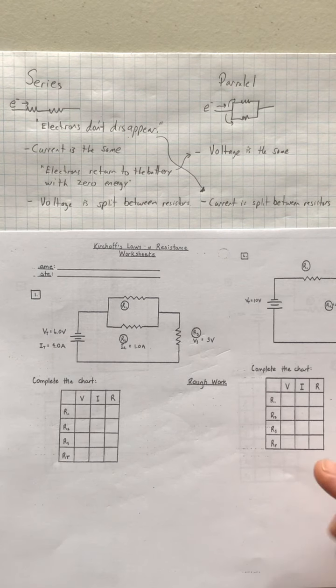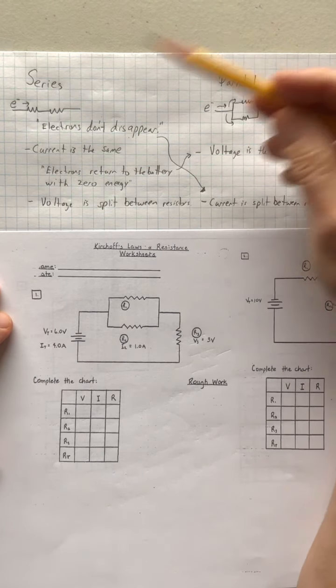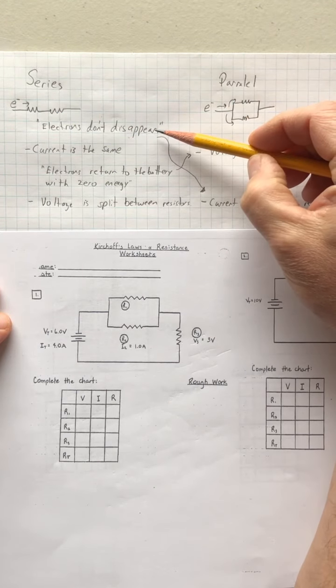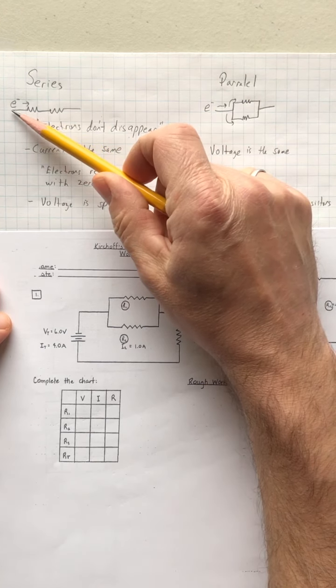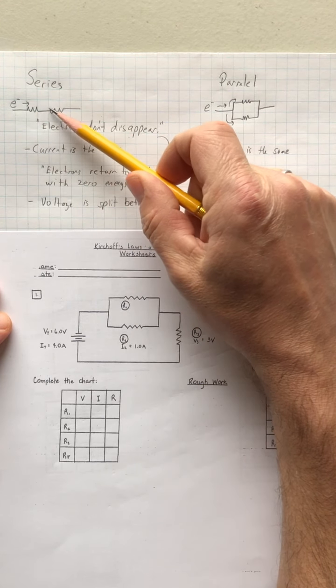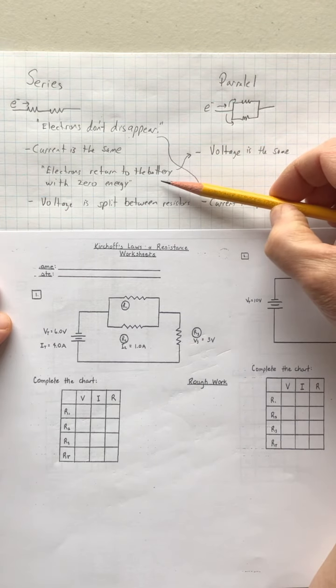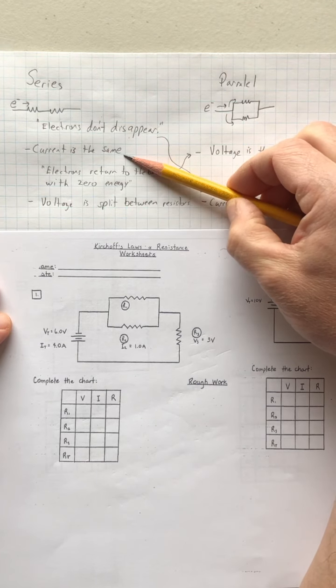Okay, before we get started on the sheet, let's just summarize what we have here. We have series circuits, in which the resistors are one after another, and you have to remember the electrons don't disappear. So if you got 25 electrons coming here, they'll pass that one, the same 25 will pass that one and continue down the wire. So in series circuits, you can say current is the same in each one.